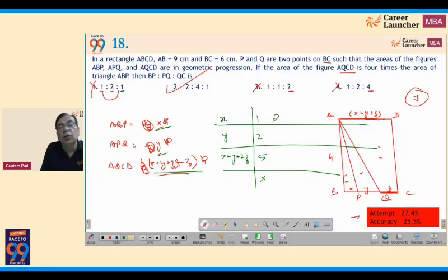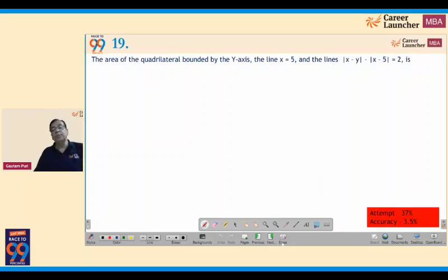Choice 2: 2, 4, and 2 plus 4, 6, plus 2, 8. 2, 4, 8 is in geometric progression. Similarly, you could check the other ones also, but this was a straightforward jugaad question which you should have been able to pick up. Standard jugaad question, draw the figures, solve.